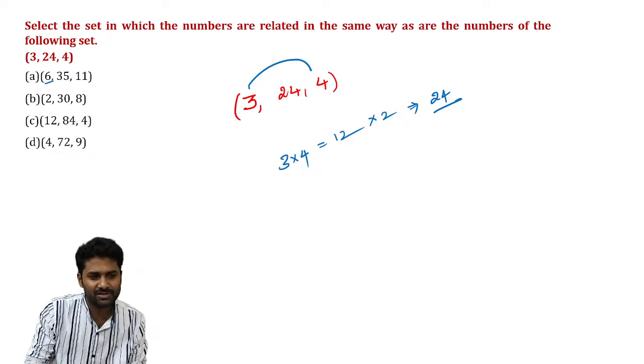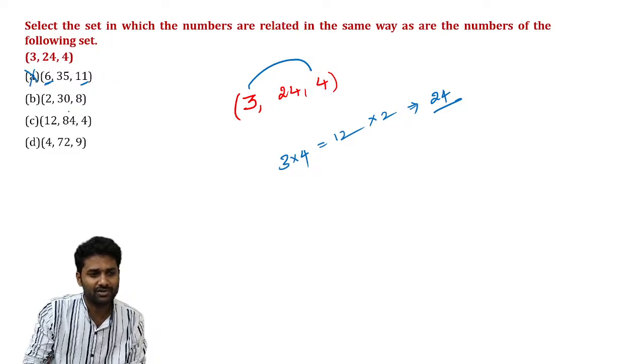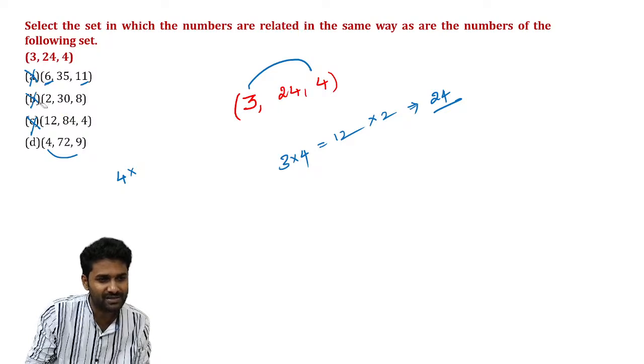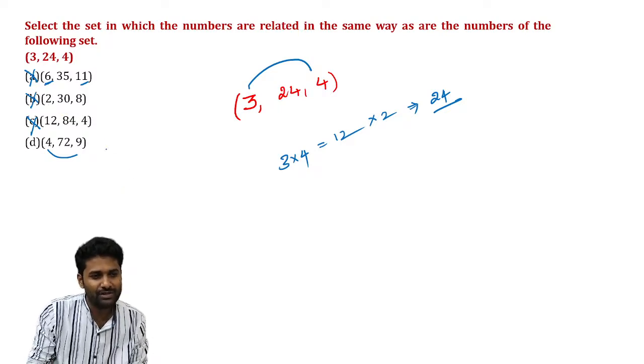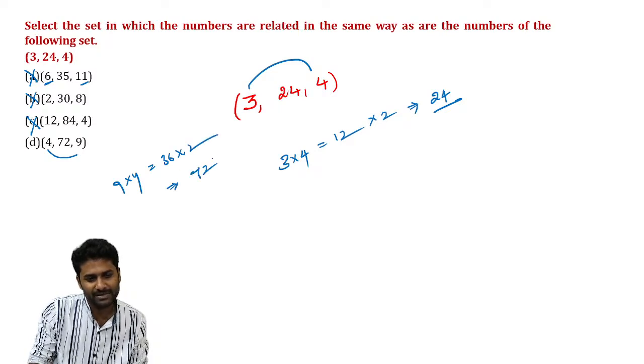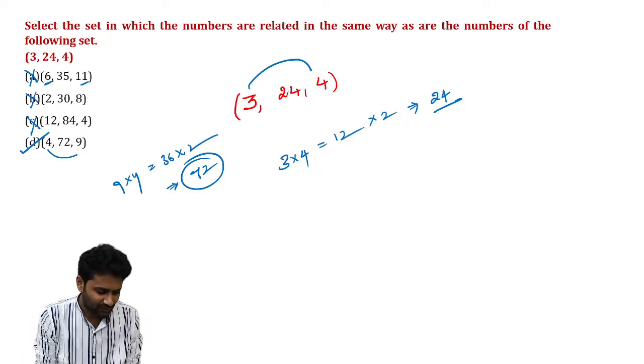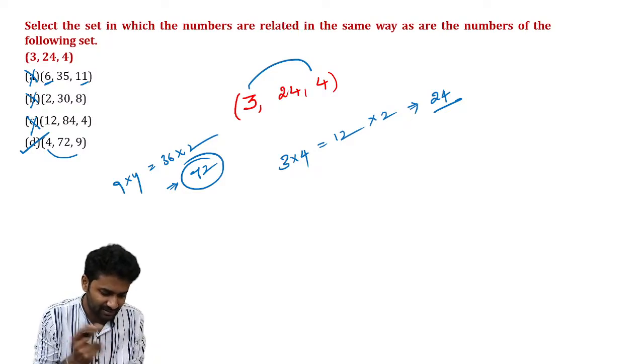Same way, let's take these options. 11 plus 6 is 17, 17 into 2 is 34, it's not. 8 plus 2 is 10, multiplied by 2 is 20. 12 plus 4 is 16, 16 into 2 is 32. Finally, we have to multiply it, right? Okay, now 12 into 4 is 48, and double of 48 is 96. So 9 into 4 is 36, and if you double it, it becomes 72. Yes, the perfect condition is D. So the product of the first number and last number, doubled, satisfies the condition.